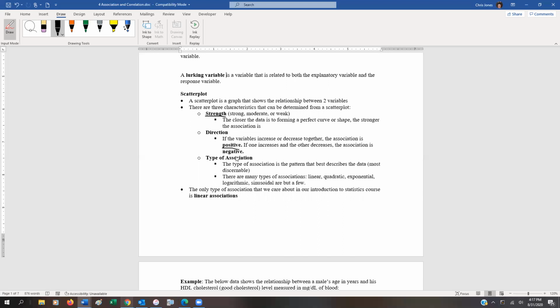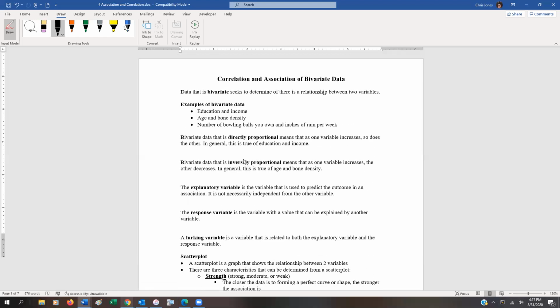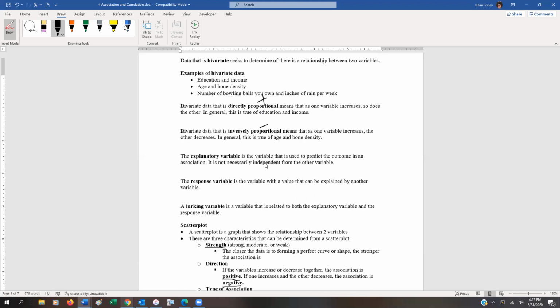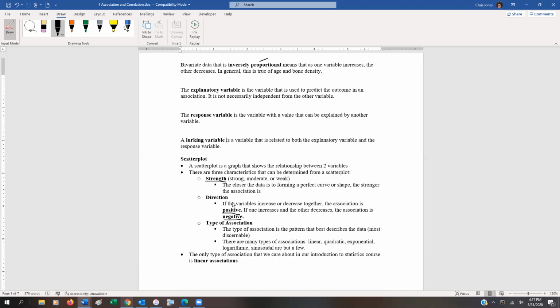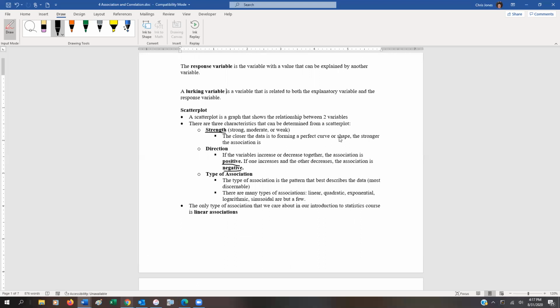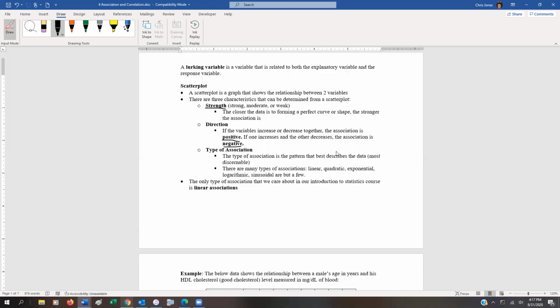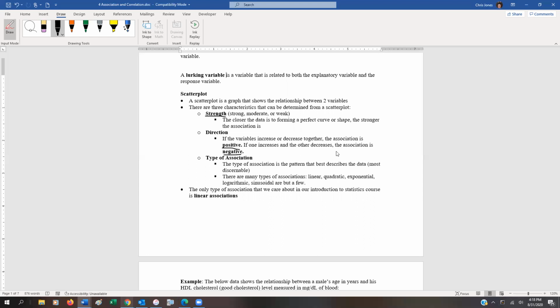Next is direction, which is either positive or negative. And remember, we talked about the idea of directly proportional and inversely proportional. If the variables are directly proportional, we have a positive relationship. And if they're inversely proportional, we have a negative relationship, or a positive and negative direction. All right. The type of association. The type of association basically talks about the shape. It might be a line. It might be like a quadratic sort of shape. It could be exponential. It could be sinusoidal. There's lots of different types of associations.